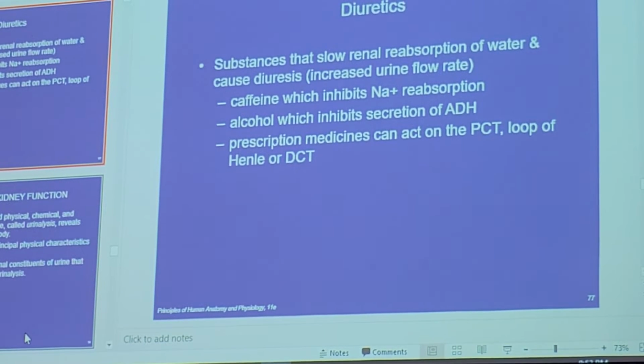Break the seal. You keep going and going and going. Why is that? That's because you already have the anti-diuretic hormone that's actually causing you to go, because alcohol affects the production of anti-diuretic hormone.